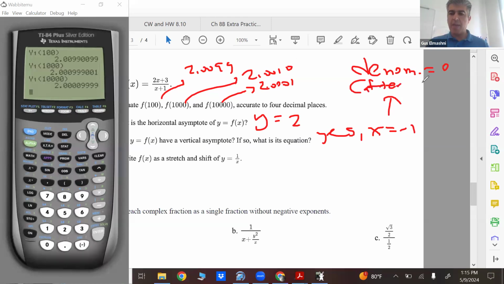There's another thing that can happen called a hole. I'm not sure if we're going to talk about that, and maybe we'll talk about that today. But it's after you simplify, when the denominator is 0, that's what you do.